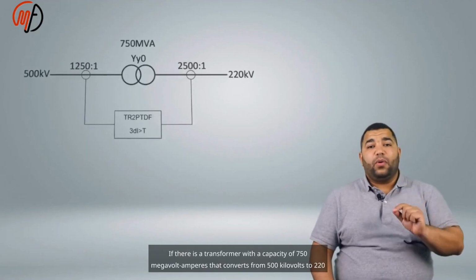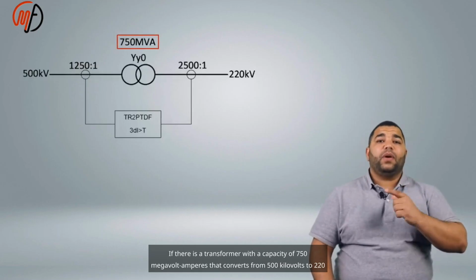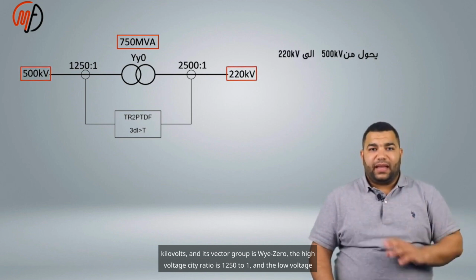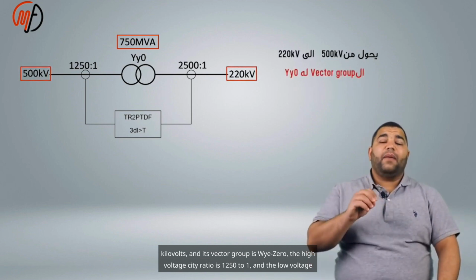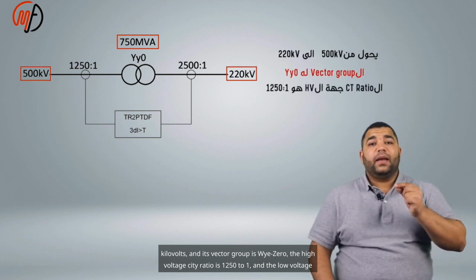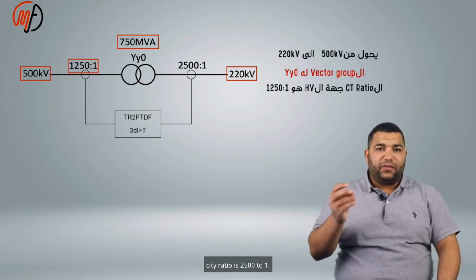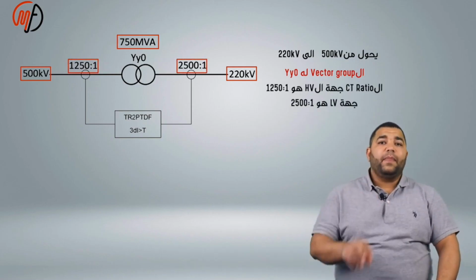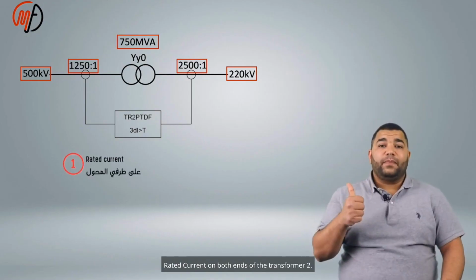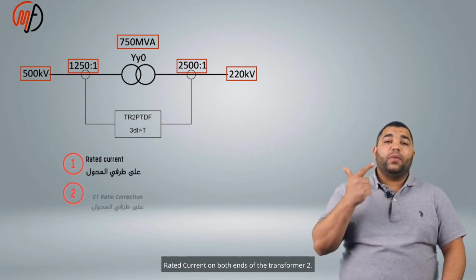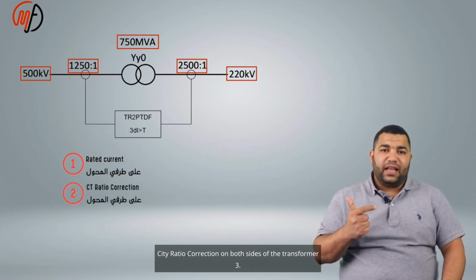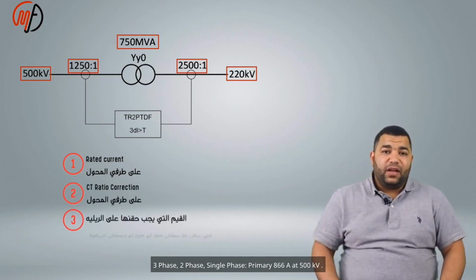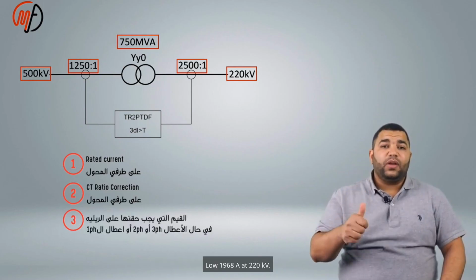If there is a transformer with a capacity of 750 megavolt amperes that converts from 500 kilovolts to 220 kilovolts, and its vector group is YY0, the high voltage CT ratio is 1250 to 1, and the low voltage CT ratio is 2500 to 1. Which of the following is best? 1. Rated current on both ends of the transformer. 2. CT ratio correction on both sides of the transformer. 3. Three-phase, two-phase, single-phase, primary: 866A at 500 kV, low 1968A at 220 kV, secondary 0.692A.